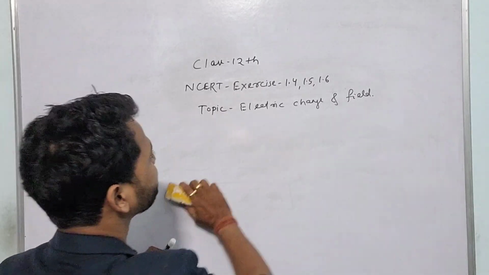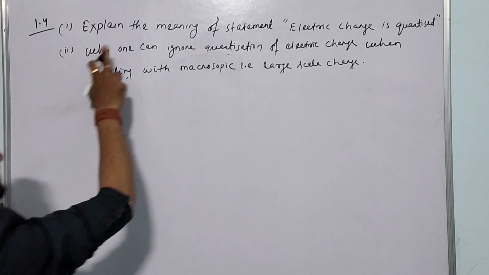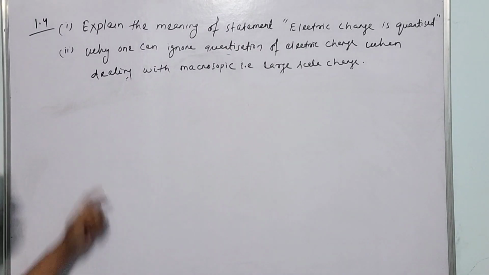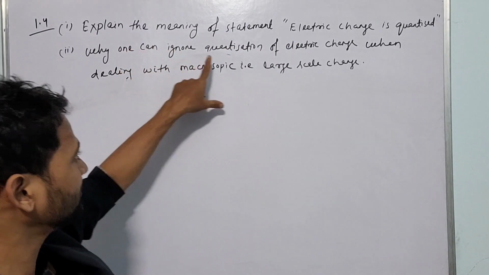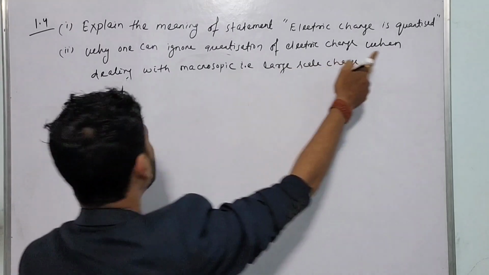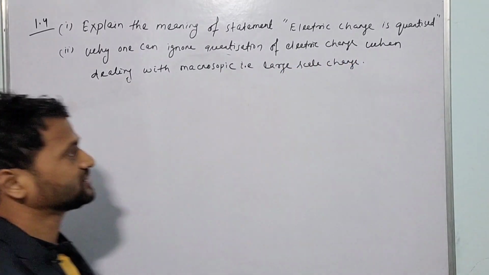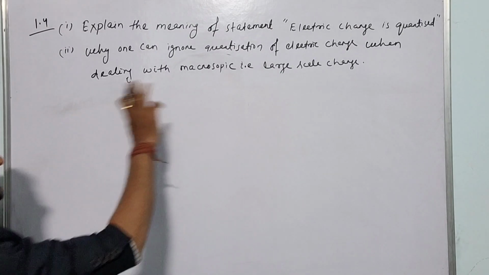So start karte हैं. 1.4 first bit is explain the meaning of statement electric charge is quantized, and second bit is why one can ignore quantization of electric charge when dealing with macroscopic, that is large scale charge. तो फर्स्ट बिट को देखते हैं पहले.